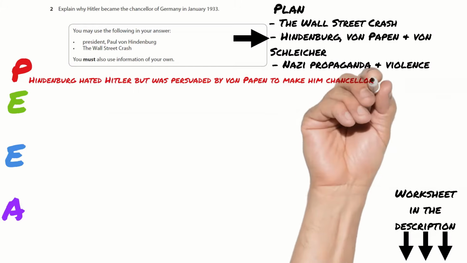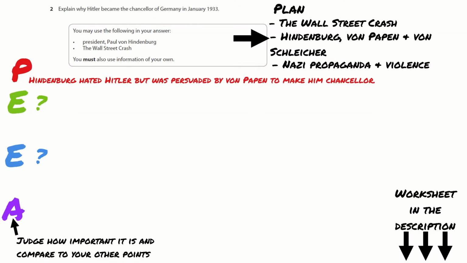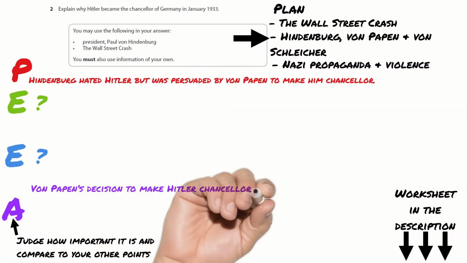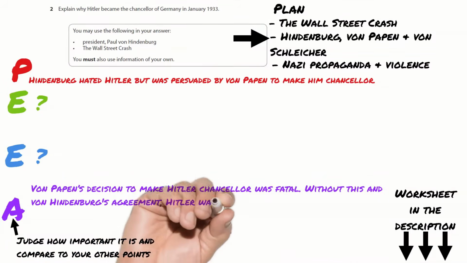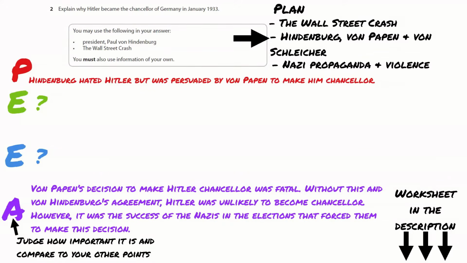I want you to have a go at adding the evidence and explanation here, so pause the video and have a go at it. Then we need to think about how we're going to analyse it. Again, in my analysis, I'm going to judge how important this factor is and then compare it to my other points. So, I have written, von Papen's decision to make Hitler Chancellor was fatal. Without this and von Hindenburg's agreement, Hitler was unlikely to become Chancellor. However, it was the success of the Nazis in the elections that forced them to make this decision, which again segues neatly into my third paragraph on the actions of Hitler and the Nazis.